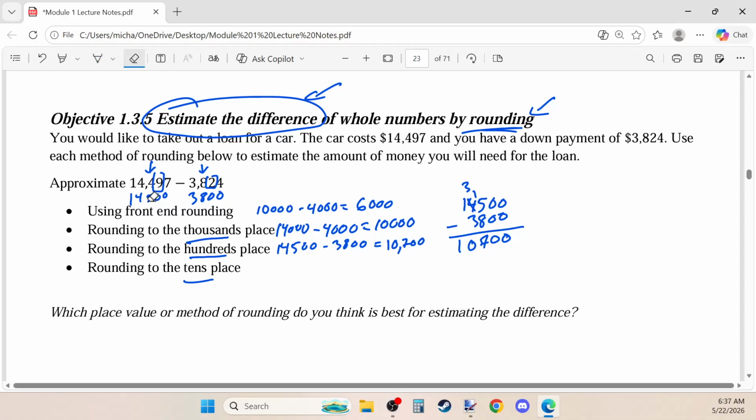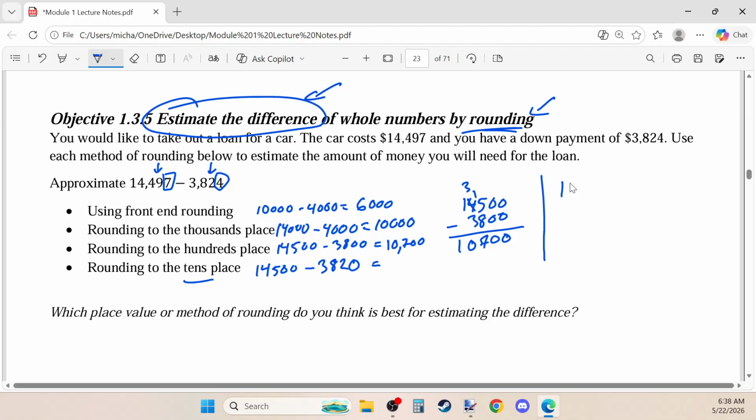And then we want to round to the tens place. So now when I round, I'm rounding to this position and this position. I check this digit and this digit. 7 rounds up. That means that 9 turns into a 10. That means I have to carry. This goes to 14,500 again. 4's round down, so that 4 turns into a 0. Everything to the left of it stays the same.